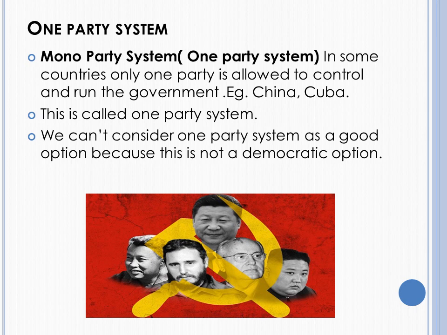Now the first one, one party system or monoparty system. In some countries, only one party is allowed to control and run the government. Example, China and Cuba. This is called one party system. We can't consider one party system as a good option because this is not a democratic option.